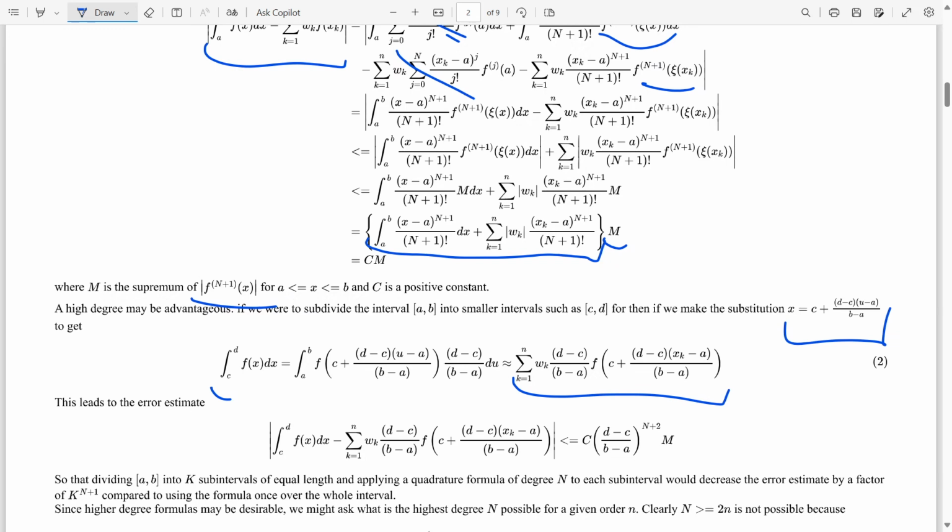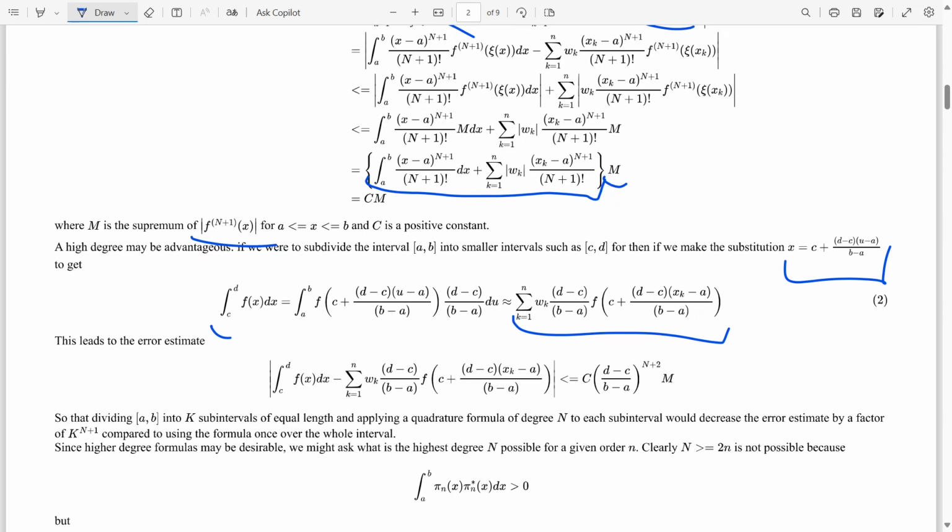The corresponding error bound gets multiplied by the interval width ratio to the n plus second power. If we were to divide the original interval of integration into k subintervals of equal length, it would decrease the error bound by a factor of k to the n plus 1. So for example, if the degree of the formula were 5 and the number of subintervals 10, it would decrease it by a factor of 1,000,000.